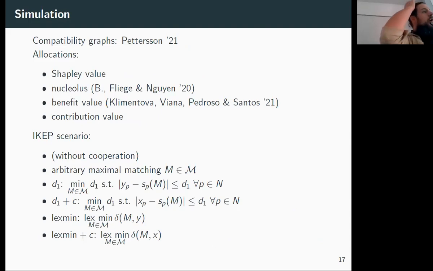We generated 100 compatibility graphs using William Patterson's very useful web tool, replicating real kidney exchange data. And we considered the 4 allocations that I mentioned today, and we considered international kidney exchange programs under the following scenarios. As a baseline, we took a look at what happens if there is no cooperation. Next, we can take a look at what if the maximal matching is chosen arbitrarily. So we don't do any optimization on that part, which practically means that we're not even trying to hit any sort of target.